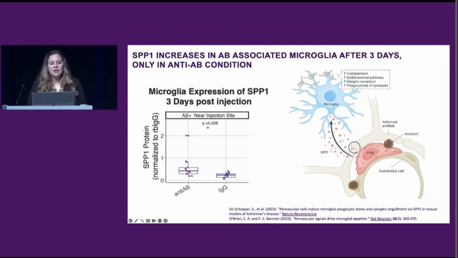If you're unfamiliar with SPP1 or osteopontin, this is primarily secreted by perivascular macrophages, and they signal to microglia to upregulate phagocytosis of A beta. And so we thought that this was particularly interesting, and we'll definitely be diving into it further.